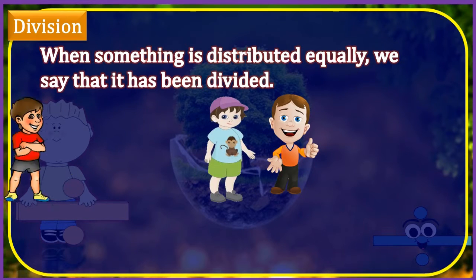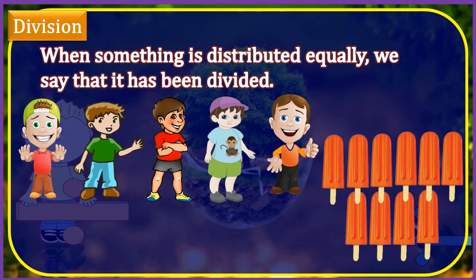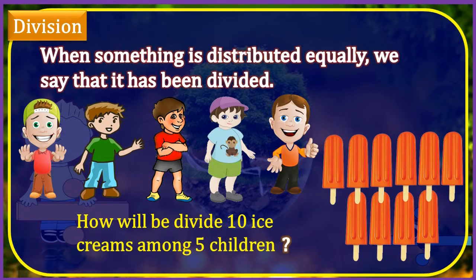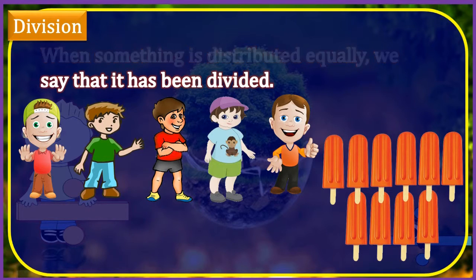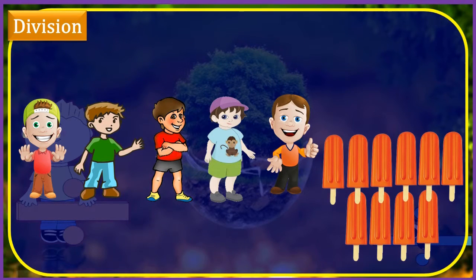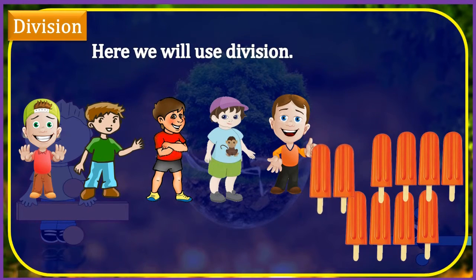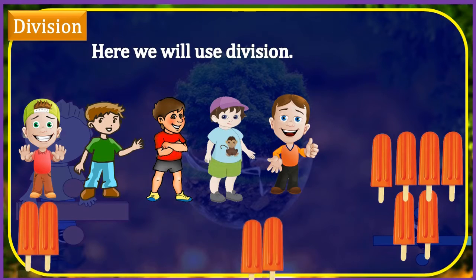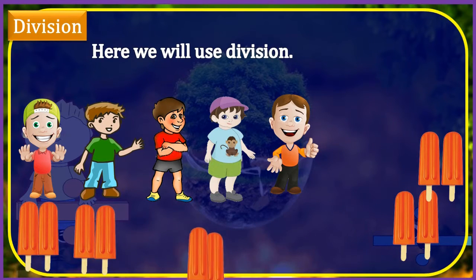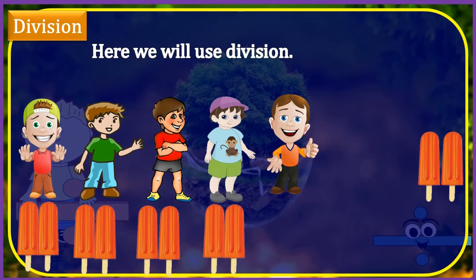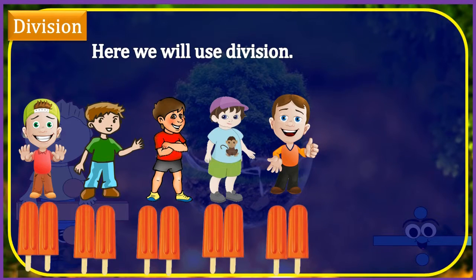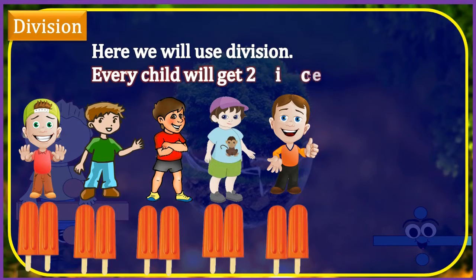Suppose there are 10 ice creams and 5 children. So how will we divide 10 ice creams among 5 children so that everyone gets an equal number of ice creams? Here we will use division. We divide 10 ice creams by 5 children, or we can say 10 is divided by 5, and we get 2. Every child will get 2 ice creams.